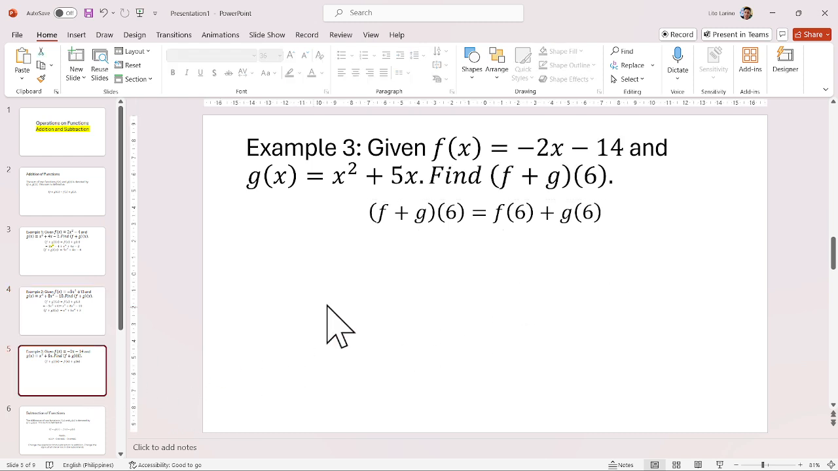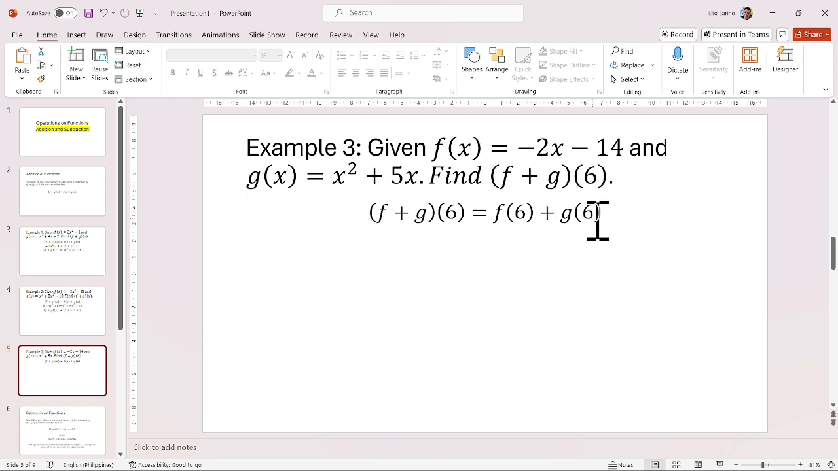Next, and the last example for addition of functions. Given f of x is equal to negative 2x minus 14 and g of x is equal to x squared plus 5x, find f plus g of 6. Now, in the given, x now has a specified value, and that is 6. We can also write this as f plus g of 6 is equal to f of 6 plus g of 6. That means we will evaluate the function f of x when x is 6, and also evaluate the function g of x at x equals 6.